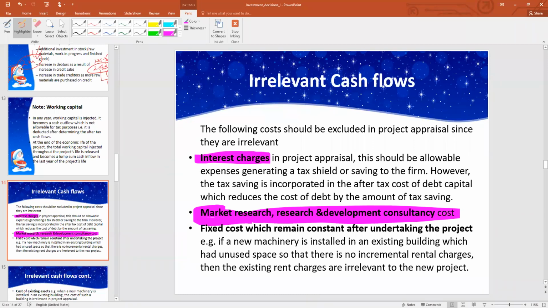The payout you're going to make to the consultant therefore becomes part of the irrelevant cash flows. However, the cost you'll be incurring to market the products is different. You have already made the investment, and you have said to Unilever, let's launch this investment. The cost of marketing that particular product therefore becomes a relevant cash flow. But the market research costs were irrelevant.